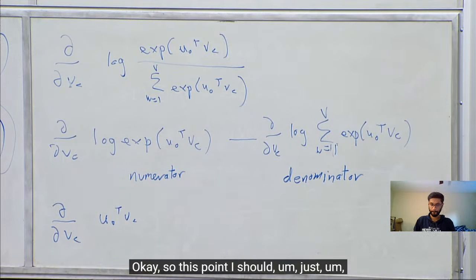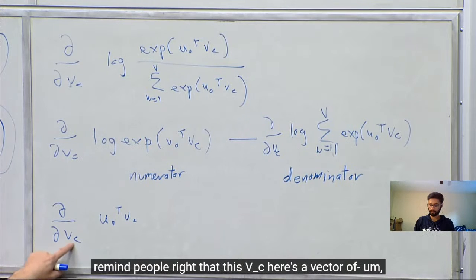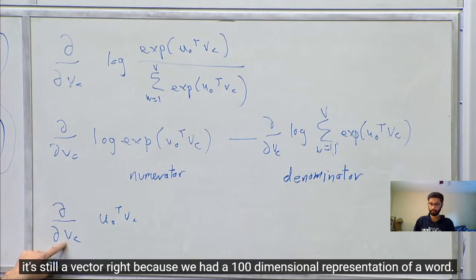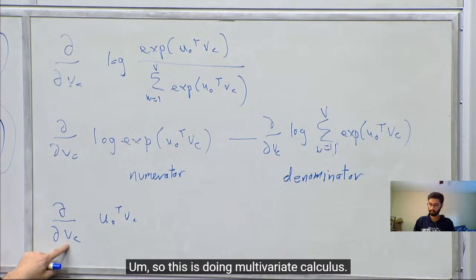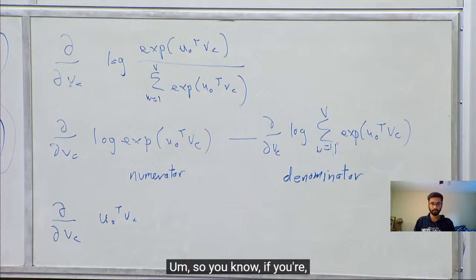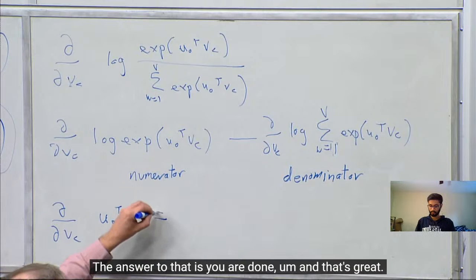At this point I should remind people that this vc here is still a vector, because we had a 100-dimensional representation of a word. So this is doing multivariate calculus. If you remember any of this stuff, you can say, oh, this is trivial. The answer to that is uo, done.